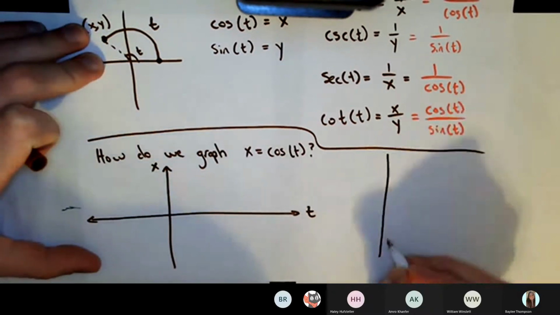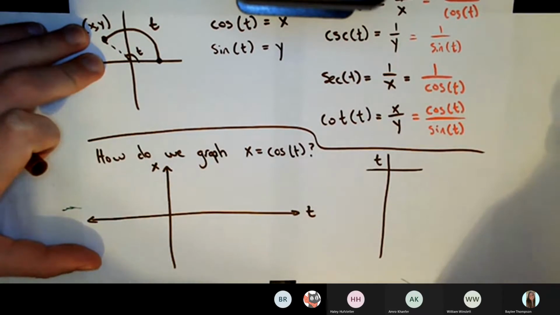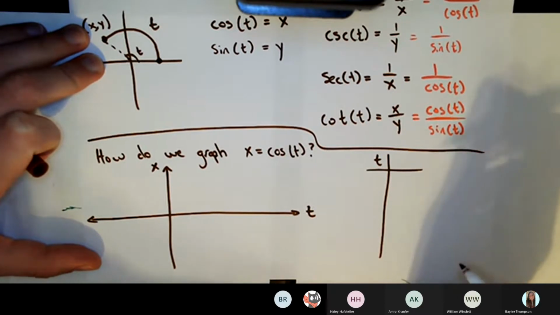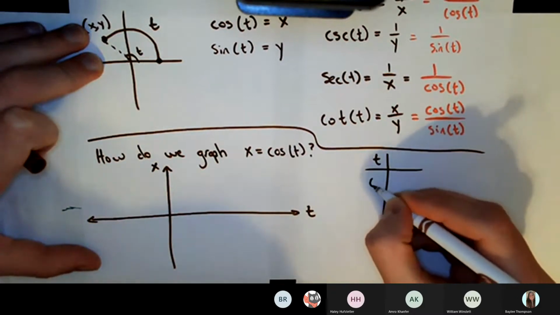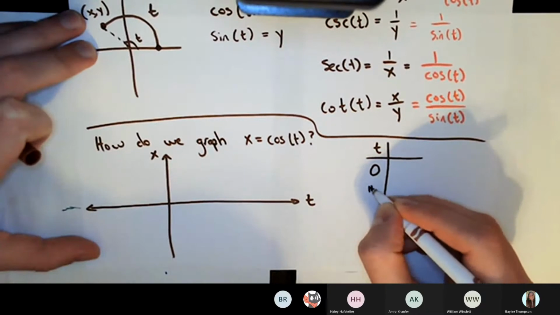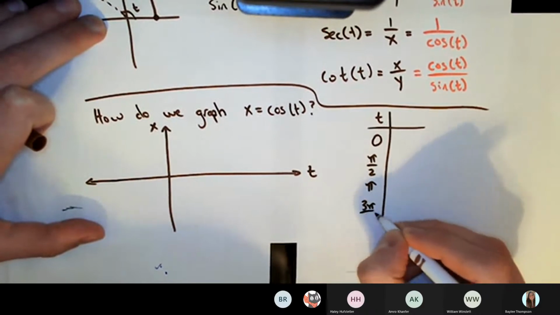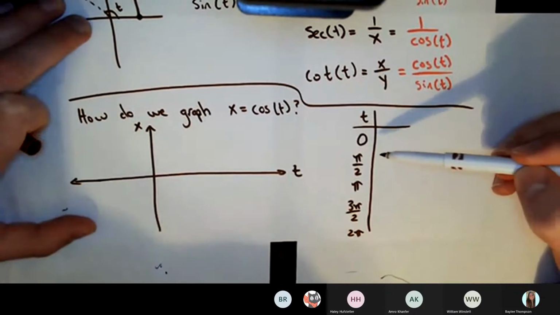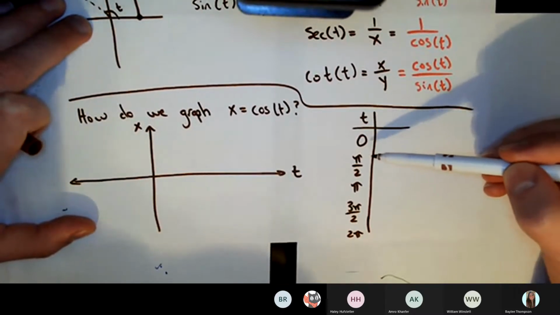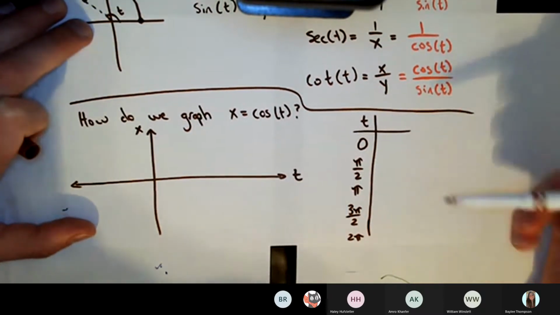So for t values, let's say starting at zero. Now, what t values am I going to pick? I'm going to pick some nice angles. Which ones are the nicest? How about t equals zero, pi on two, pi, 3 pi on 2, and 2 pi. Now, you know there's more angles in between each of these, like pi on 6, pi on 4, pi on 3, and angles between here and here. But these are the nice ones that on the unit circle land me on an axis.